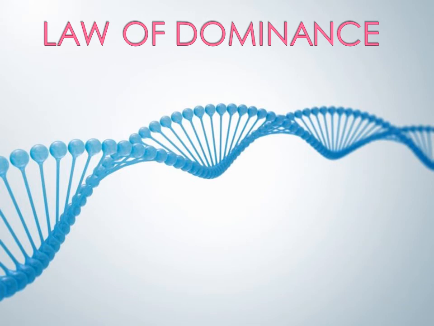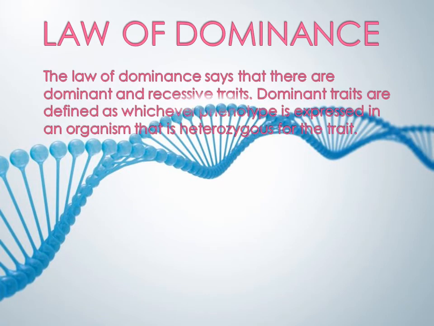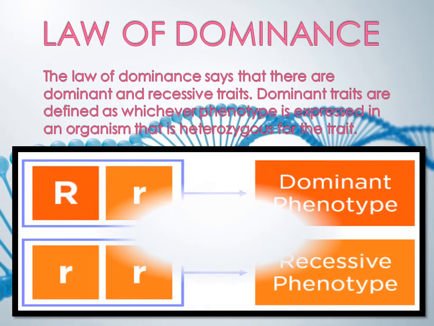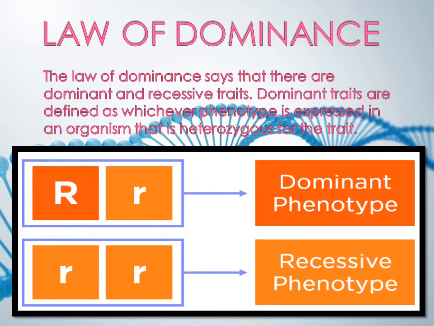So, the law of dominance says that there are dominant and recessive traits. Dominant traits are defined as whichever phenotype is expressed in an organism that is heterozygous for the trait. For example, the dominant phenotype is represented by capital R and small letter r, while the recessive phenotype is represented by the small letter r.